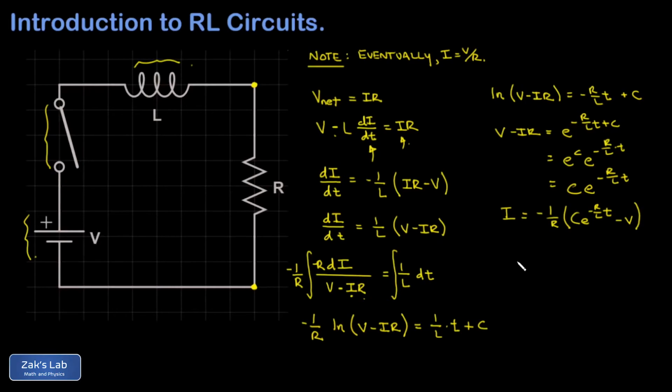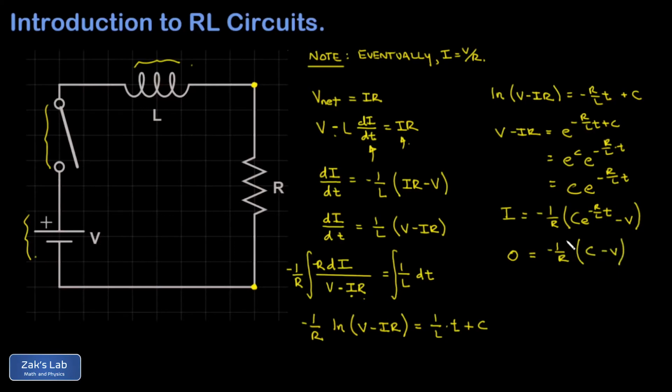The initial condition is that I of 0 is equal to 0. I had no current initially. So if I plug in t equals 0, I get I equals 0. So I is 0 when t is 0, well, e to 0 is just 1, so I end up with a C minus V in these parentheses.